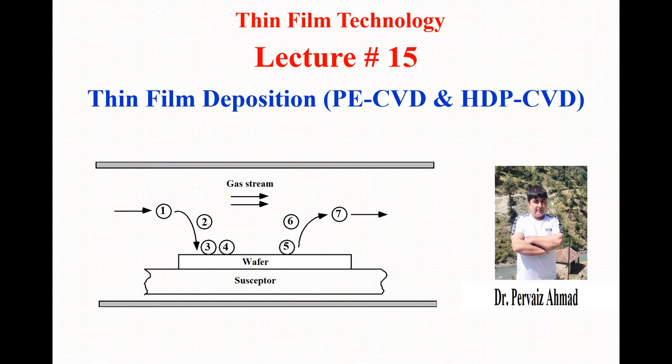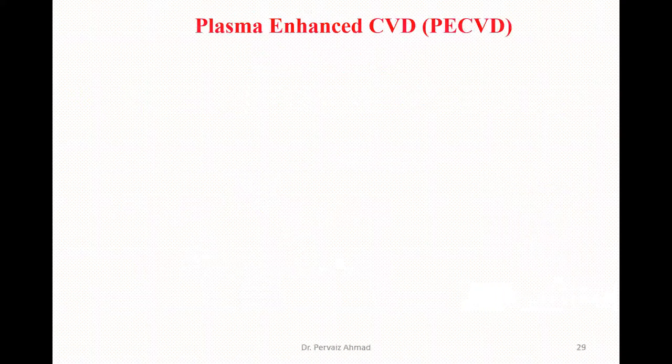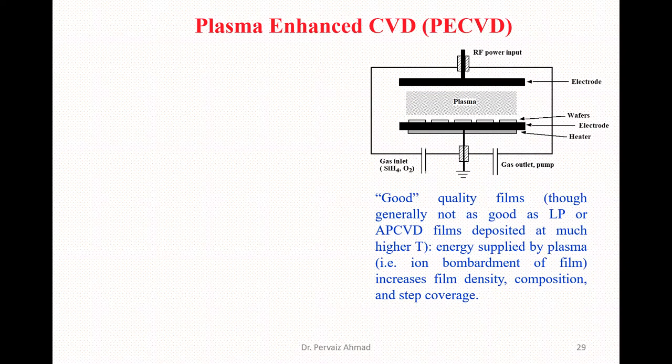In this lecture on thin film depositions, we will discuss two more deposition types, that is, some special types of chemical vapor deposition techniques. So let's proceed towards the detailed discussion about different types of CVD techniques. In the first section, we will discuss plasma enhanced chemical vapor deposition. We already had some discussion, but it was not in so much detail. That's why we have this lecture, to give some details about the plasma enhanced chemical vapor deposition technique.